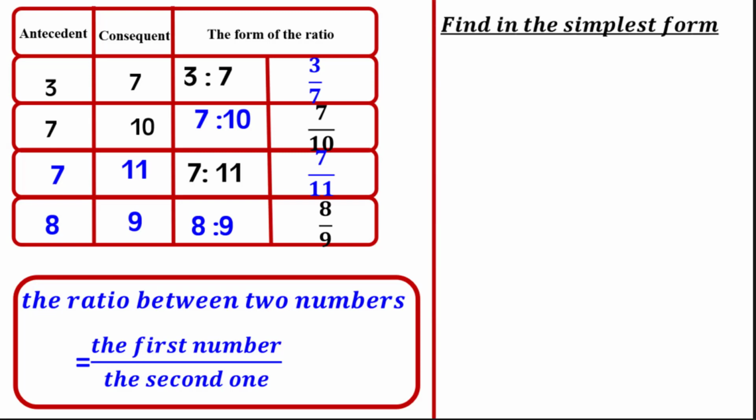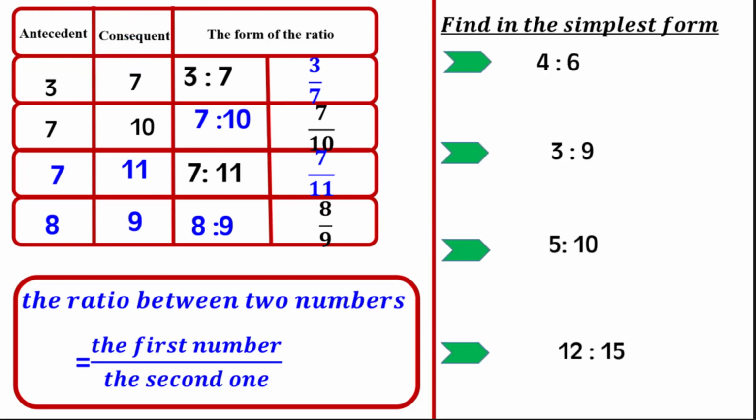For example, he said, find the simplest form of the following. The first ratio 4:6. Here we can simplify the ratio by dividing by 2. How can we find the ratio between two numbers? Just cancel out the common factors. We can divide by what? Divide by 2. So 4 divided by 2 will be 2, and 6 divided by 2 will be 3. So 4:6, in the simplest form, will be 2:3.